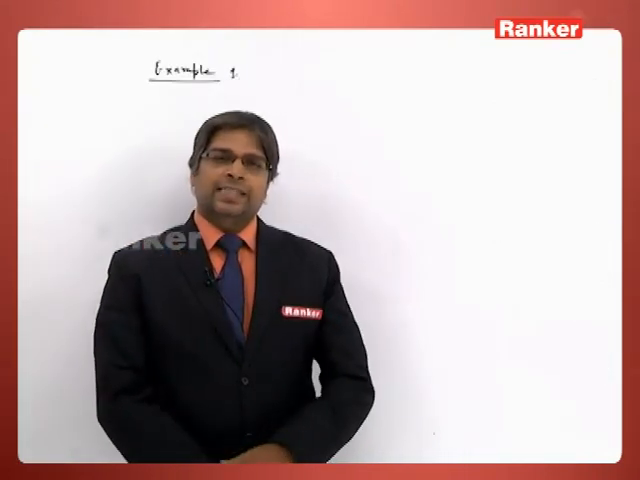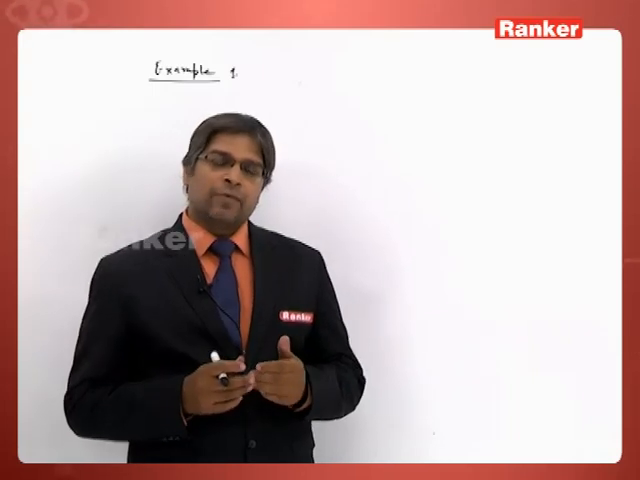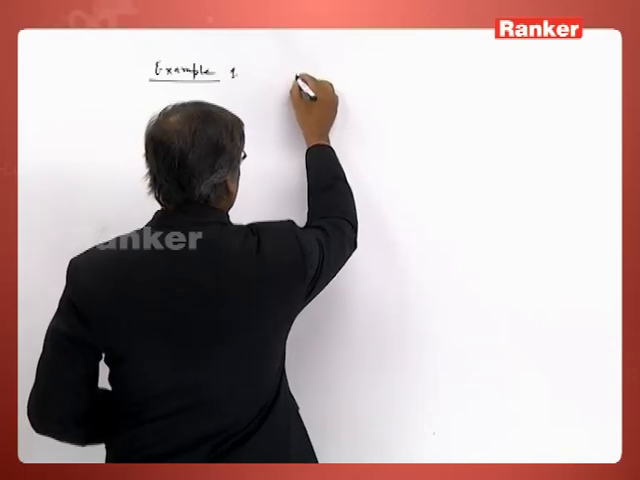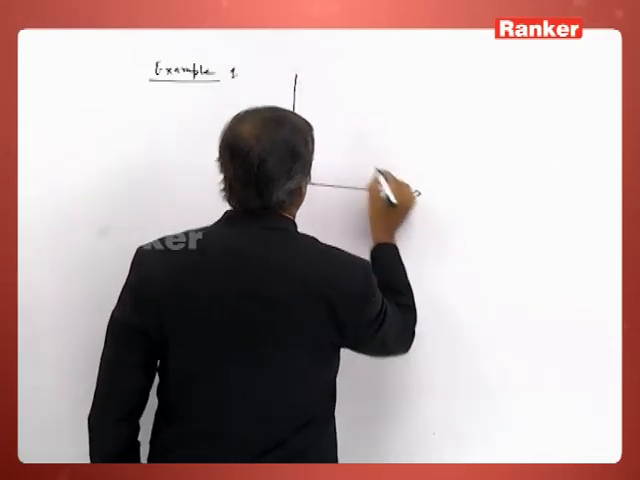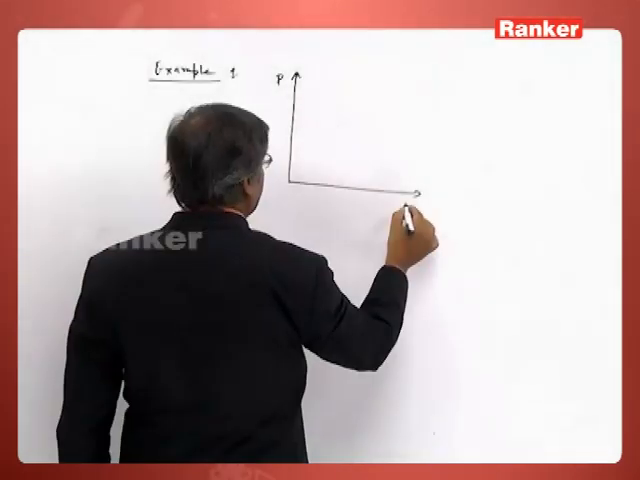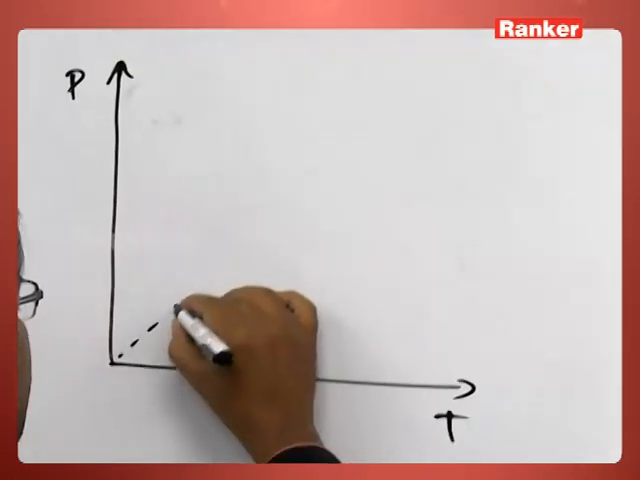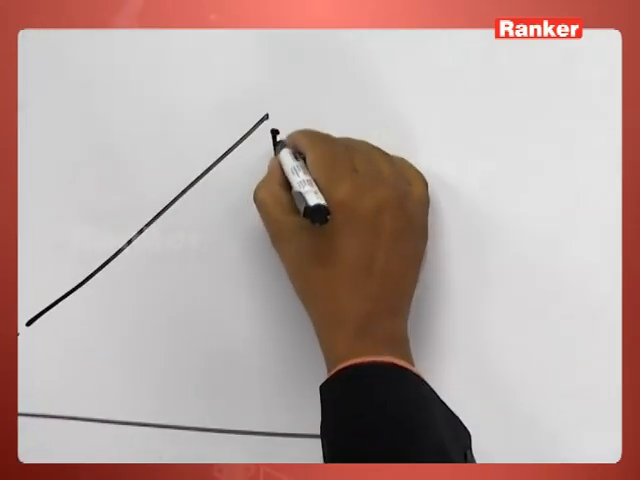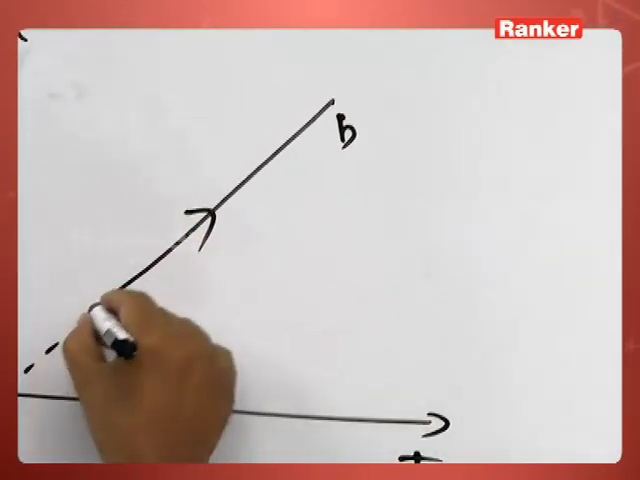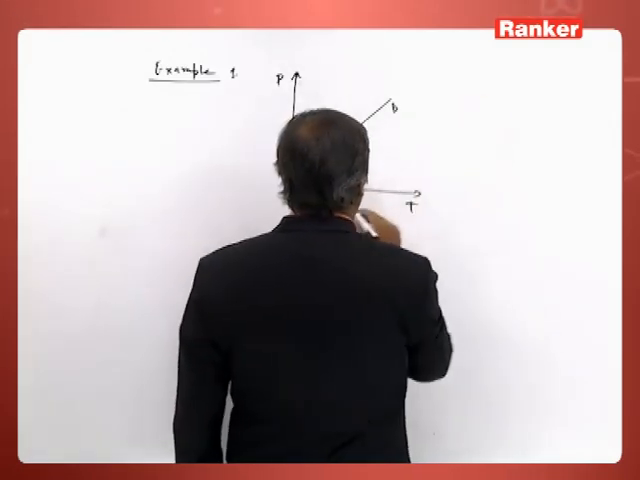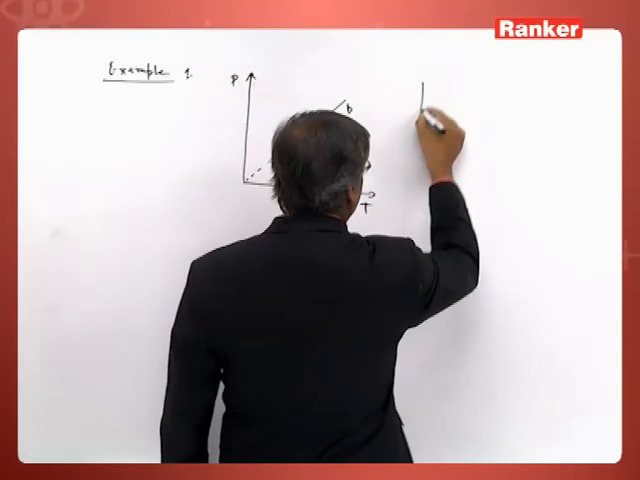So now let us take an example where we will calculate the specific heat of gases for different processes. So take up a few processes. So this is a PT process, pressure versus temperature, and you see we have moved from A to B like this. So this line passes through the origin. This is one process, number one.